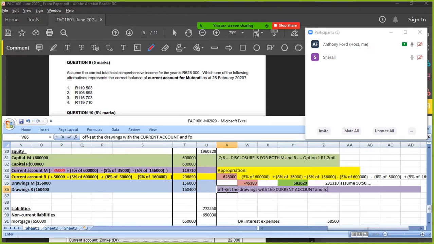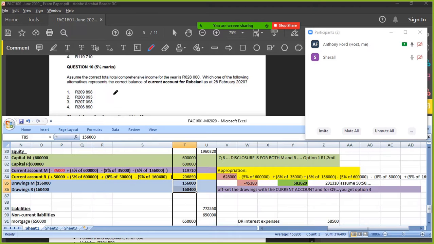And for question 9, you get option 4. The current account for M is 119,710, option 4. It's perfect. The working was fine. The only thing that I thought about was to take out the drawings from the current account. Everything we did was perfect. You just had to remove that. That was it. Happy? Yes. Great.